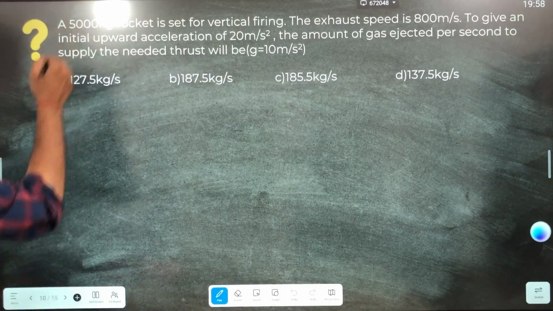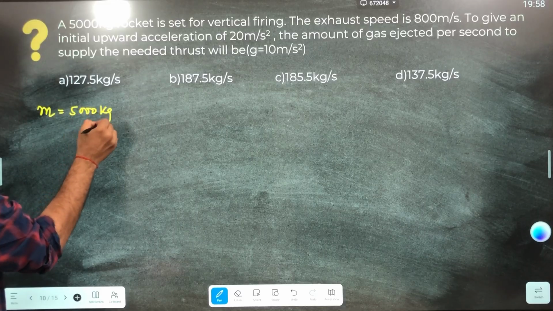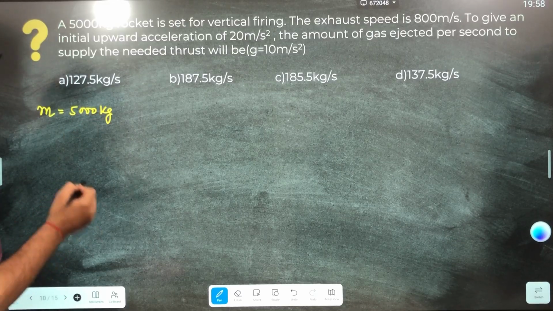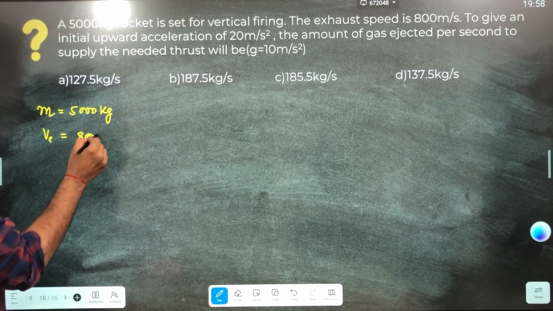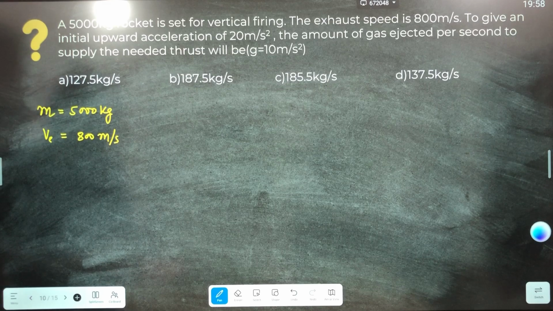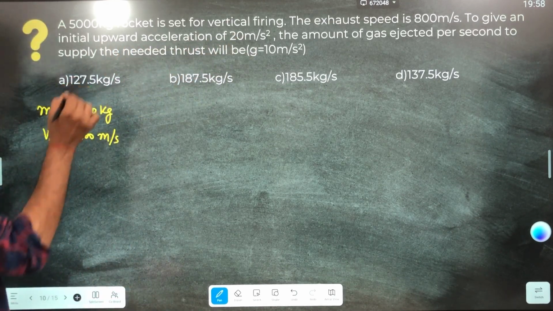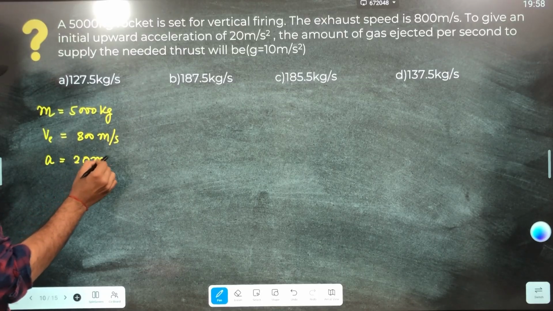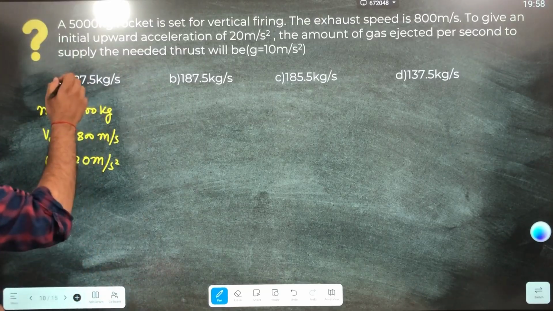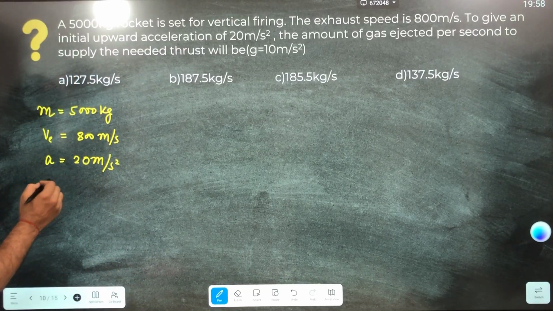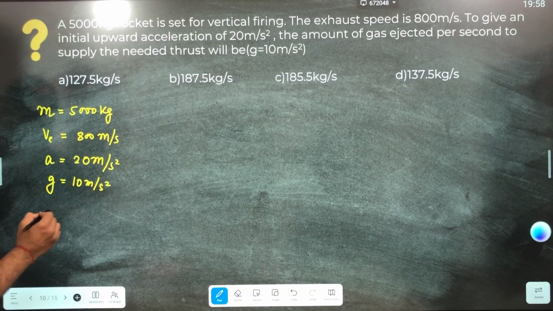A 5000 kg rocket. So mass of the rocket here is 5000. It is set for vertical firing. The exhaust speed, VE means exhaust speed, I am assuming 800 meter per second, to give it an initial upward acceleration. Now upward acceleration is there, which means it is overcoming the acceleration due to gravity, 20 meter per second square. The amount of gas ejected per second to supply the needed thrust will be, so g here is 10 meter per second square. What are they asking? They are asking dm by dt.